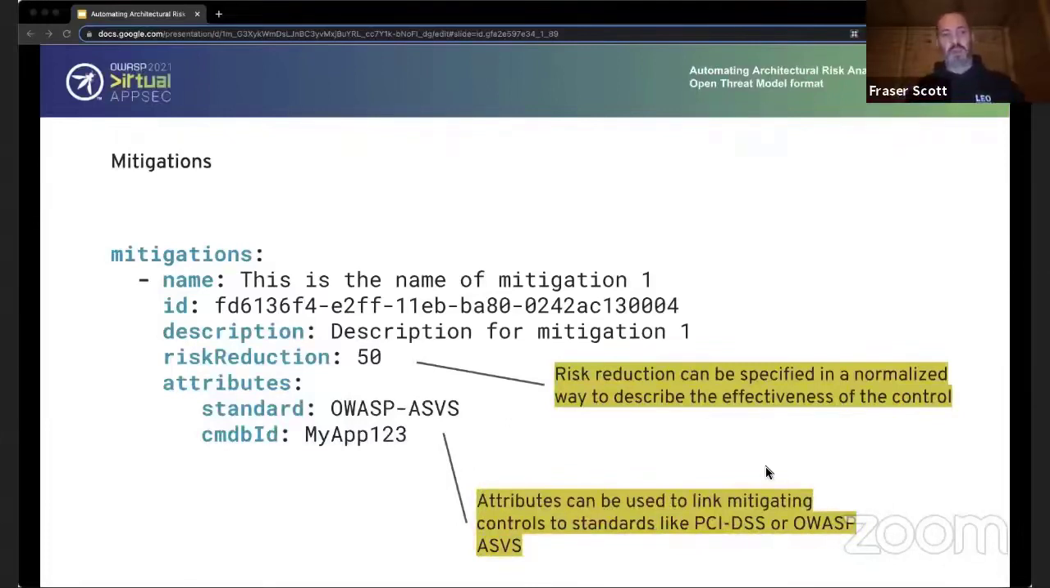And using those attributes to tie these mitigations to things like standards or other components or other data sources, or maybe even, you could even link it to training material, for example, through those attributes if needed.